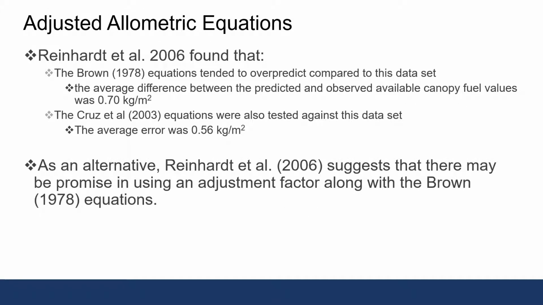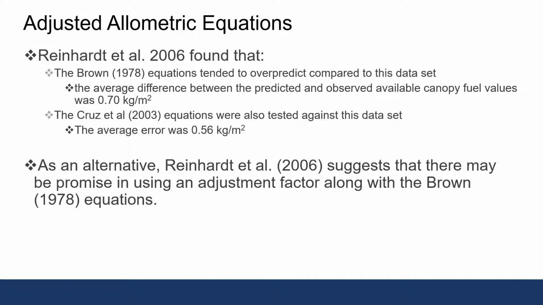Now, how accurate are all these predictions? Well, Reinhardt et al. 2006 published a paper which compares several indirect methods for estimating canopy fuels to direct measurements of canopy fuels on 5 sites throughout the western U.S. I would like to cover several of their findings regarding available canopy fuel loadings. This study compared the allometric equations developed by Brown, 1978, and the regression equations developed by Cruz et al. 2003, and a set of adjustments or multiplication factors based on crown class.